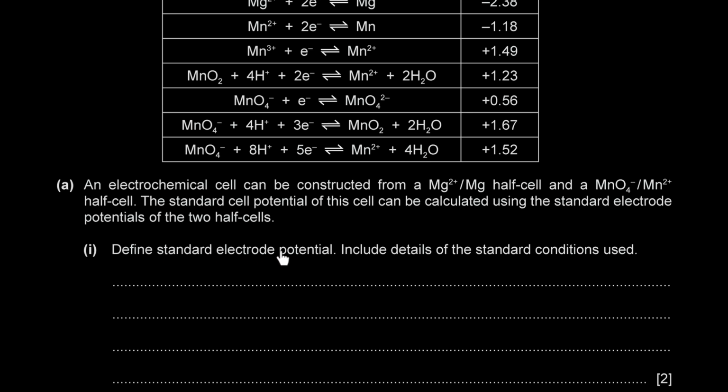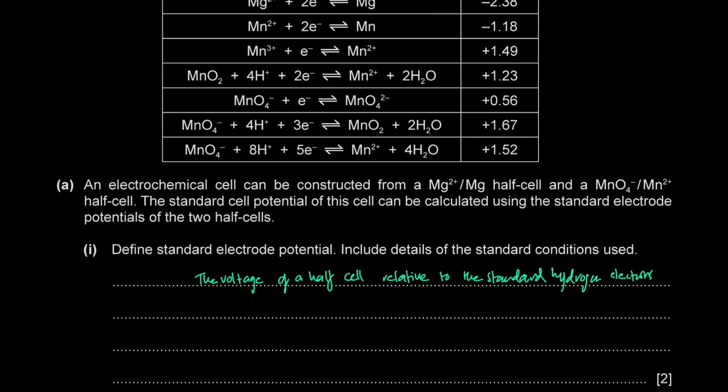The standard electrode potential is the EMF, or voltage, of a half cell relative to the standard hydrogen electrode, measured under standard conditions.